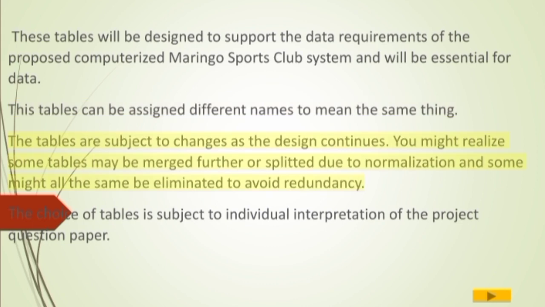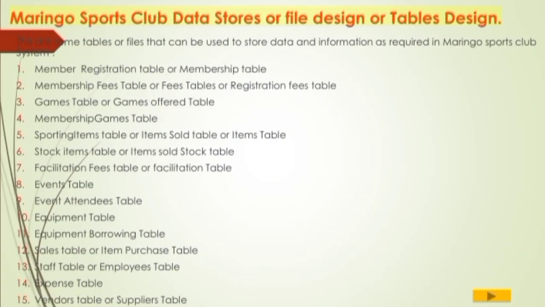The tables are subject to changes as the design continues. You might realize some tables may be merged or split due to normalization, and some might altogether be eliminated to avoid redundancy. The choice of tables is subject to individual interpretation of the project question paper. Maringo Sports Club data stores are file design or tables design.